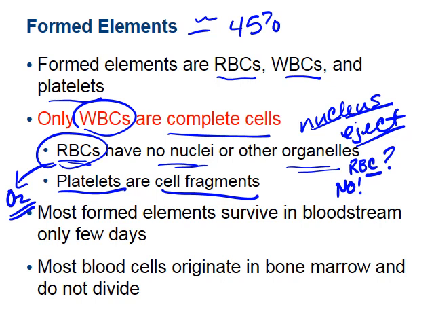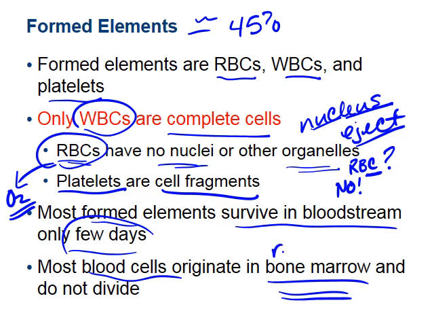All right, platelets here. These are really cell fragments. We'll talk about what cell they come from in a few more slides. Most of your formed elements survive in the bloodstream for only a few days. Most blood cells originate from bone marrow. We talked about red bone marrow, I believe, back in skeletal chapter 6.